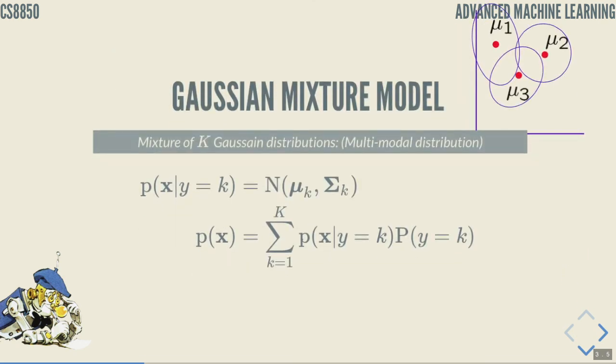So for a mixture of K Gaussian distributions, our likelihood for the kth Gaussian is the Gaussian itself, and then we have a prior, and that's how we got the marginal for each of the points, which we already discussed.